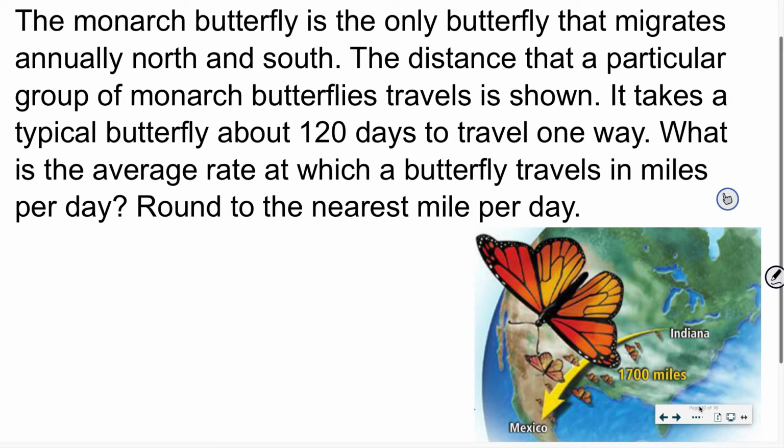Ask Miss Jankowski. Okay, what is the average rate at which a butterfly travels in miles per day? Even if you can calculate in your head, what formula are we using here? No, what formula?